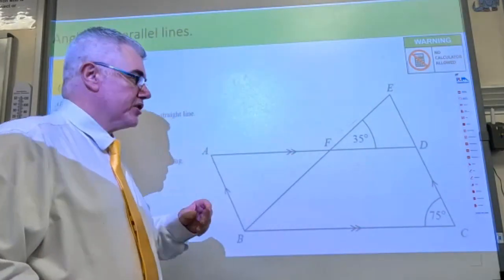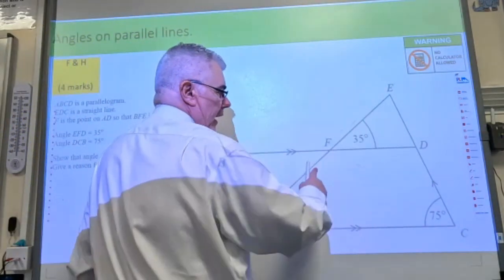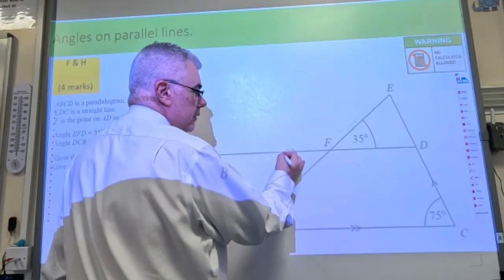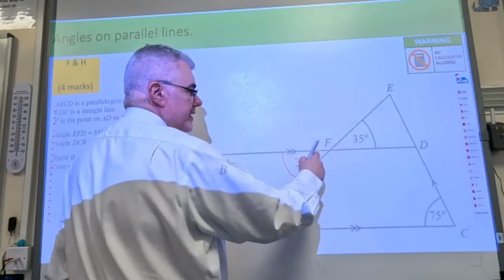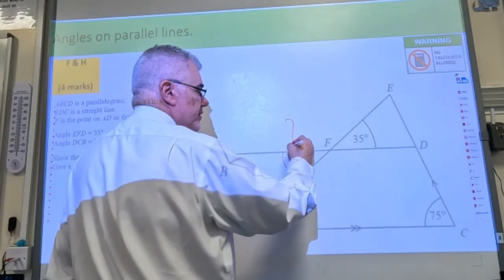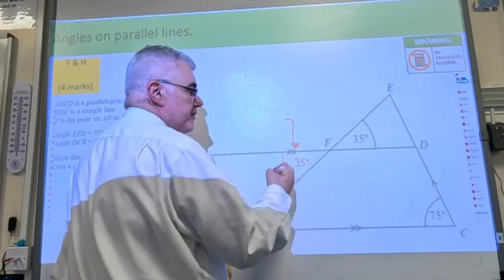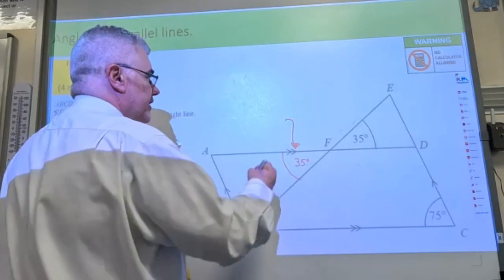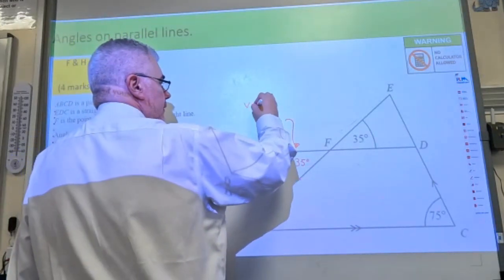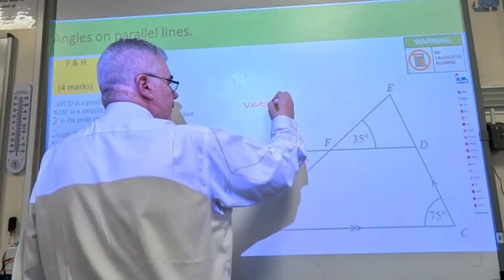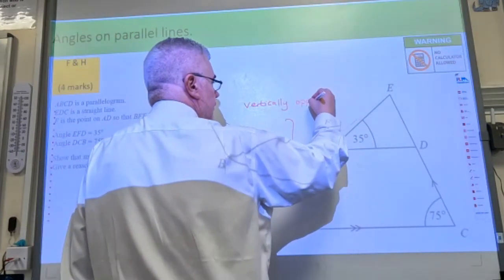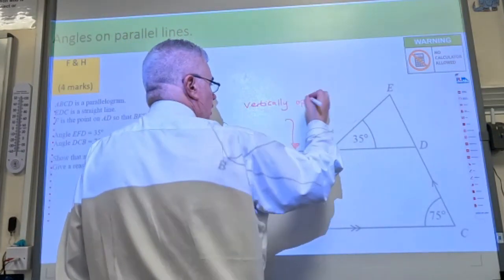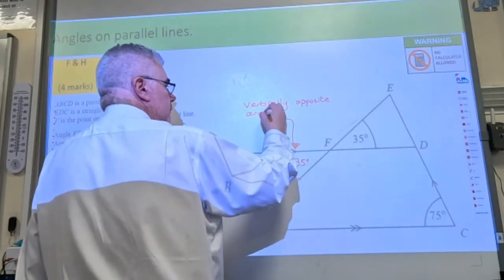Let's see if we can find some of those angles. I've got that cross shape. These are vertically opposite angles. The question says, give reasons for each step. So let's give a reason for each step. Vertically opposite angles are equal.